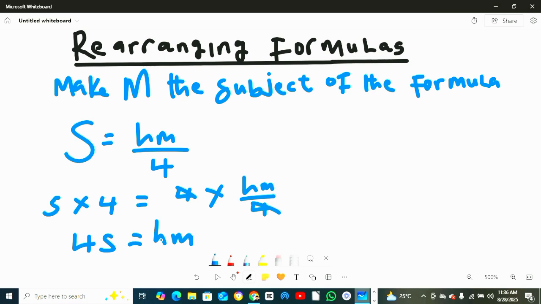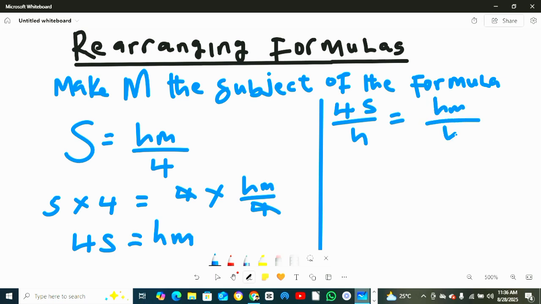So this is hm. hm means h times m. Because it is a multiplication, we have to introduce division so we can eliminate h. And mind you, whatever we do on one side, we do on the other side. So you have 4x divided by h equals to hm divided by h.